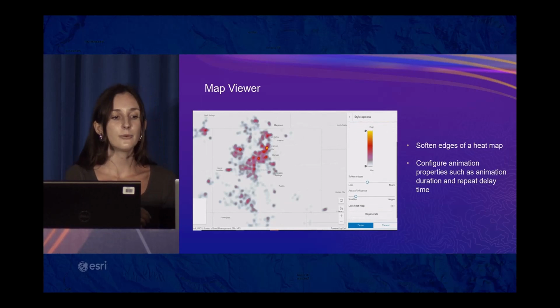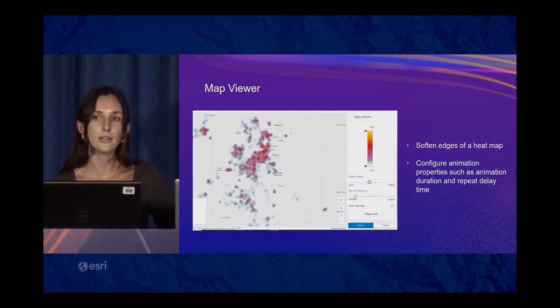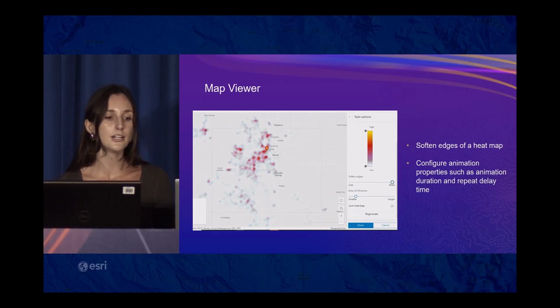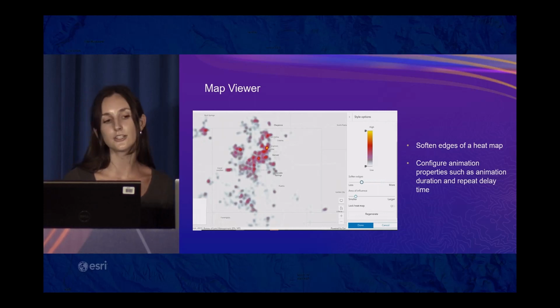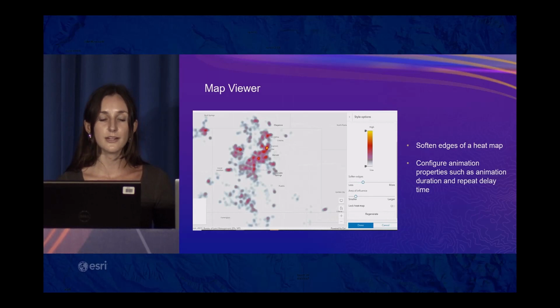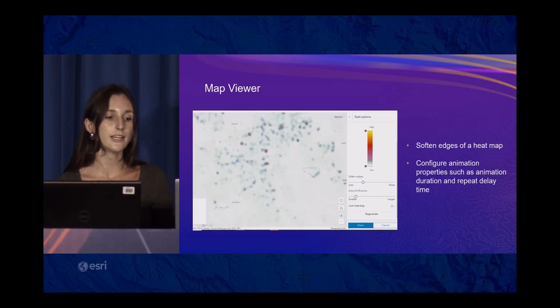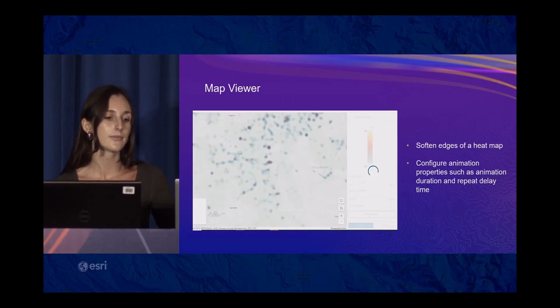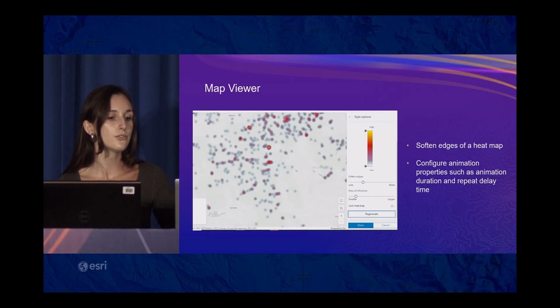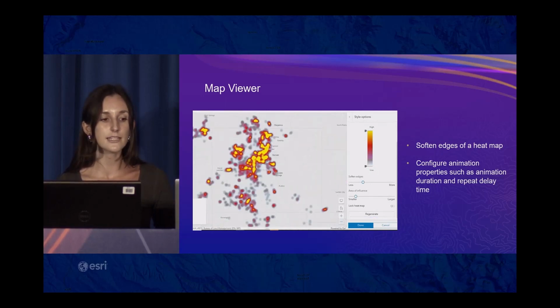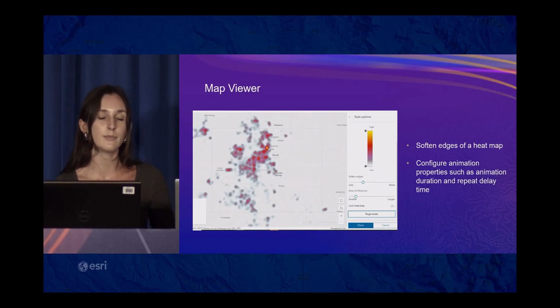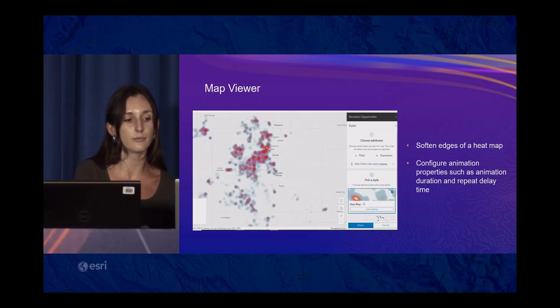In Map Viewer, when you are working with heat maps, you can adjust the Soften Edges slider to increase or decrease the sharpness of its edges. And if you change the zoom level, you can regenerate the heat map for the current map extent. You are now also able to configure animation properties such as animation duration and repeat delay time when using animated symbols authored in ArcGIS Pro.